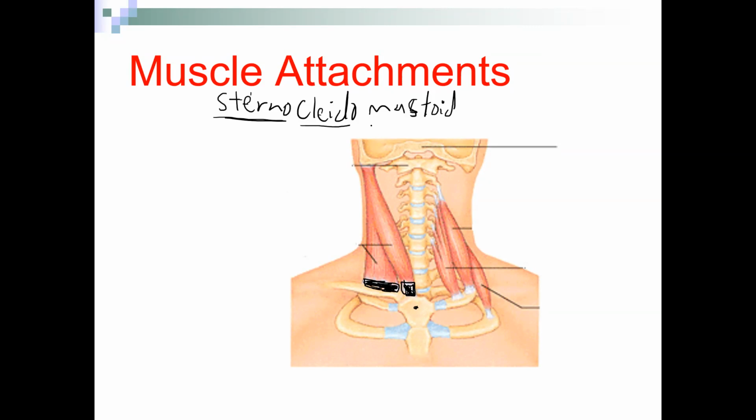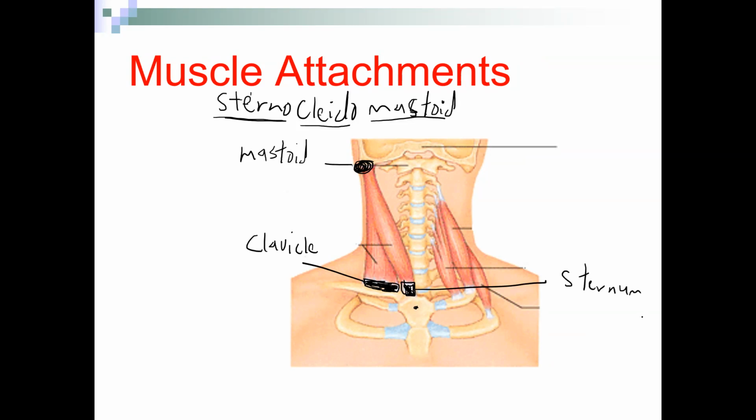The last part of this is the mastoid. And of course, the mastoid is a bone. Basically, it's on the side of your jaw. And look up here, so here is the mastoid bone here. So that's mastoid. Remember, that's clavicle. And that, of course, is sternum.